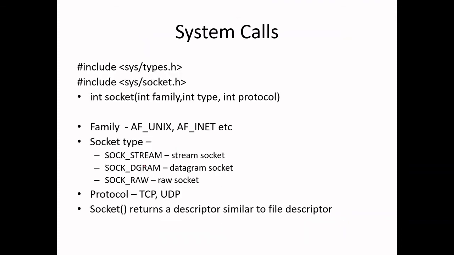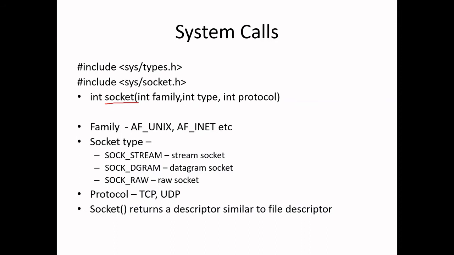Now we will look at each of the system calls in detail. First is to create a socket. This is the system call for that, and in order to use it, you have to include these .h files. To create a socket, we said we can have either a stream socket or a datagram socket, so you have to specify that, as well as what family the socket belongs to.